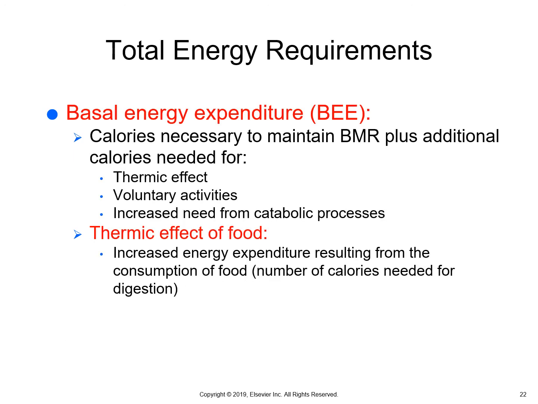Basal energy expenditure are the calories necessary to not only maintain your basal metabolic rate, but also additional calories would then be needed for the thermic effect of eating and digesting, voluntary activities, if I'm going to walk, jump, run, those kinds of things, and an increased need for catabolic processes. The thermic effect of food is that increased energy expenditure that I was just speaking of that results from the consumption of food. So it's the number of calories needed for digestion.